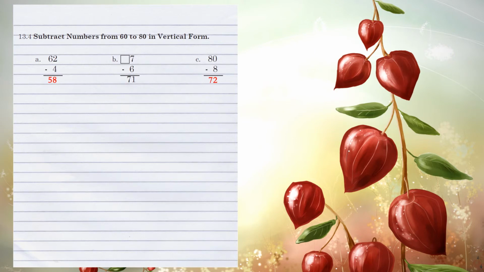Example B. We have a missing number that we want to fill in. 7 minus 6 does in fact give us 1, so that means that if we have a 7 in our answer, 7 is our missing number.